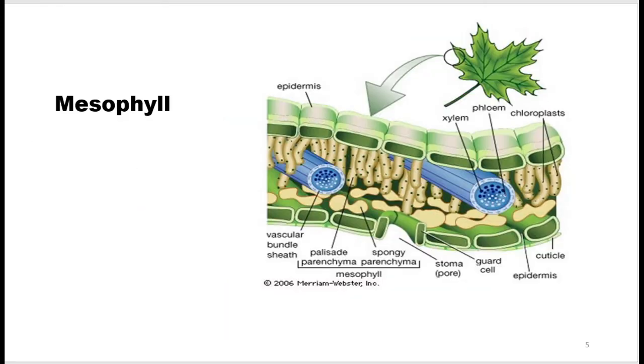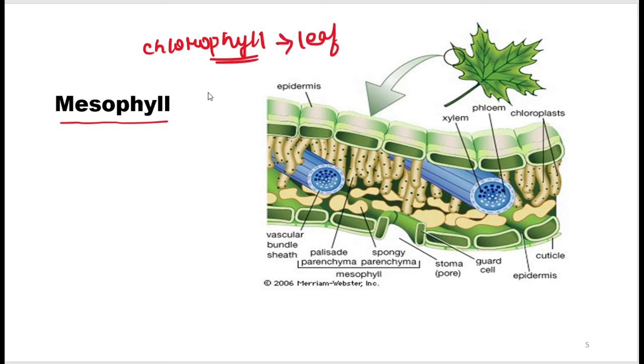The next thing which we study is the mesophyll cell. We have seen that chlorophyll means green leaf, right? So basically phyll over here indicates leaf. Similarly, over here the mesophyll can be divided into two parts. The phyll means leaf and meso means middle. So mesophyll basically is the middle part of the leaf.